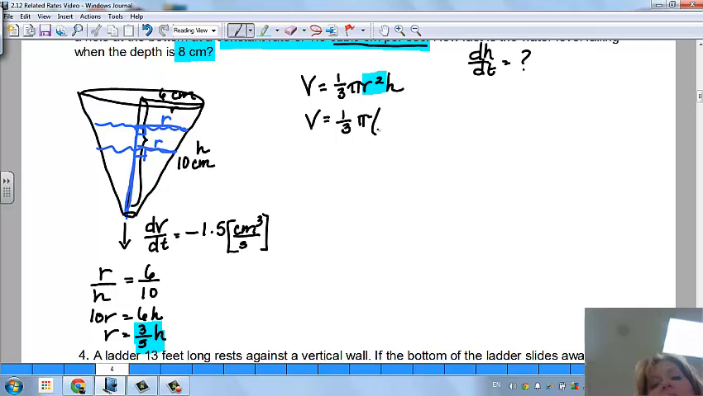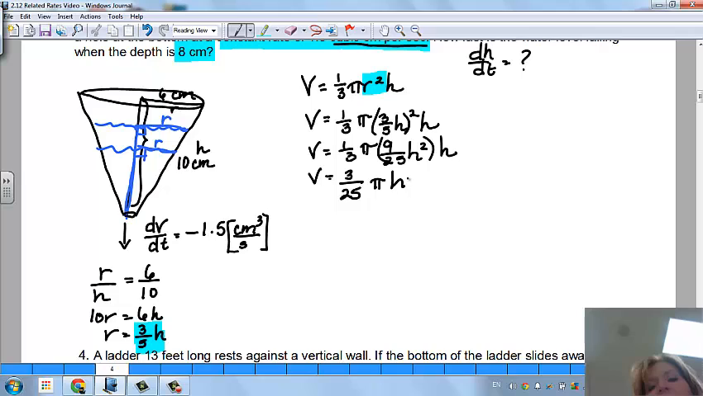So it's pi, then we're going to do (3/5 h) squared times the height. So the volume is going to be 1/3 pi, and then we square this, so it's going to be 9/25 h squared times the height. Then we continue to multiply through, and it reduces down to 3/25 pi h cubed. Now right here, we haven't done any derivatives yet. We just came up with a unique formula for just this cone, okay? Just this cone. Now we're going to start doing the derivative.